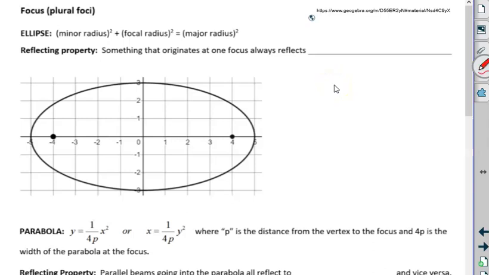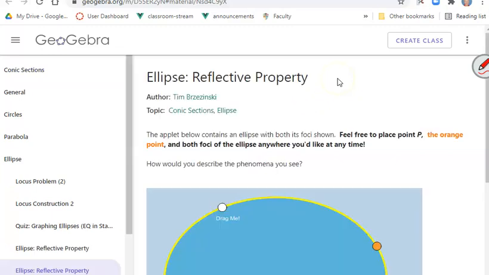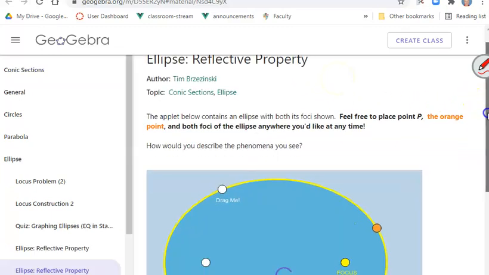I want to show you about the reflecting properties of ellipses and parabolas, and this involves a concept called the focus, plural foci, if there's more than one. So first I want to look at an ellipse here, and I want to look at the reflecting properties of an ellipse.